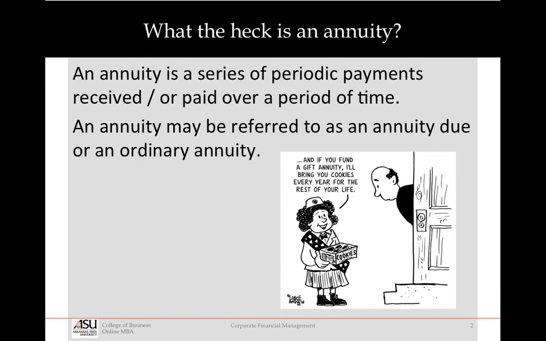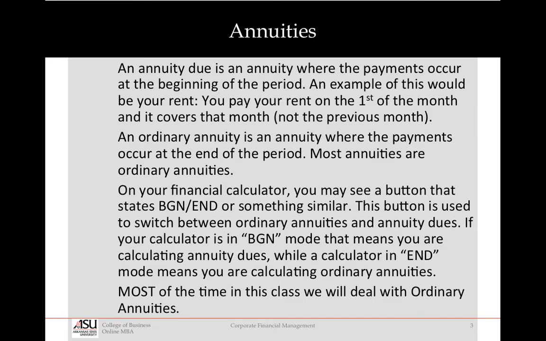So, what we're really talking about is a series of periodic payments that are either received or paid over a period of time, depending on what side of the transaction you're on. An annuity, there are two different types. One is an annuity due, and the other is just known as an ordinary annuity. So, we'll talk a little bit about what these two different types mean.